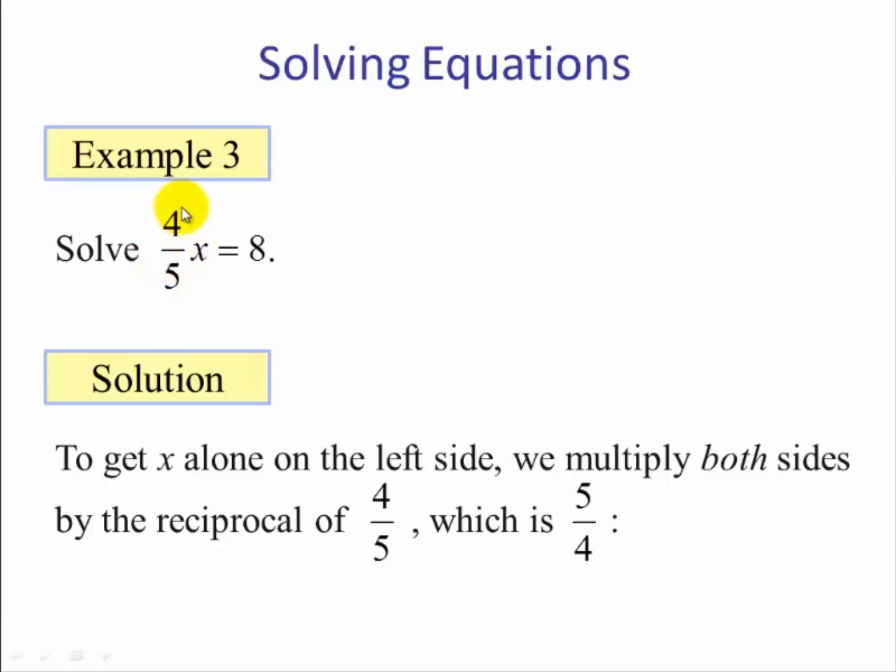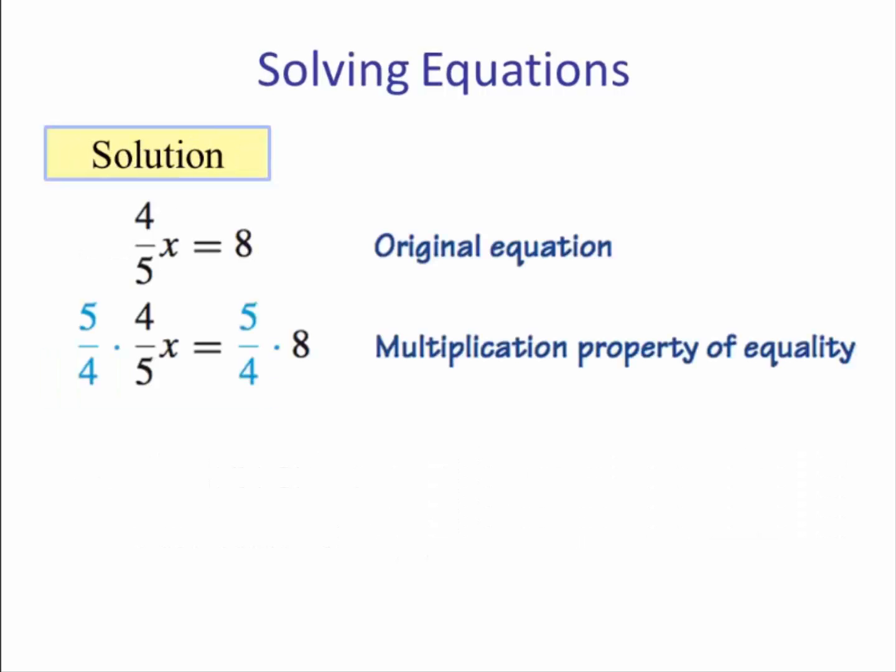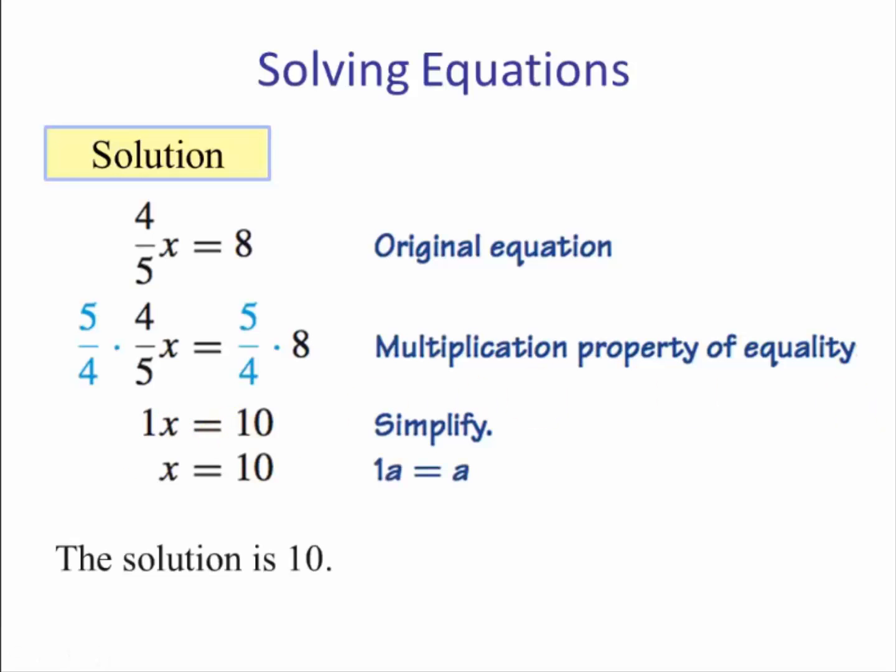Now our variable is on the left hand side again, we want to get rid of 4/5. So one way of getting rid of 4/5 is to multiply by the reciprocal. The reciprocal of 4/5 is 5/4. So if we multiply both sides by 5/4, the reciprocal, the 5's cancel, the 4's cancel, this becomes a 1, and 1 times x is x. If we multiply here, 5/4 times 8 becomes 10. So 1x equals 10, and of course 1x is the same thing as x. So the solution is 10.